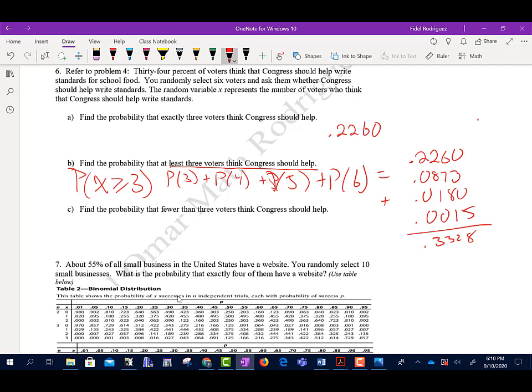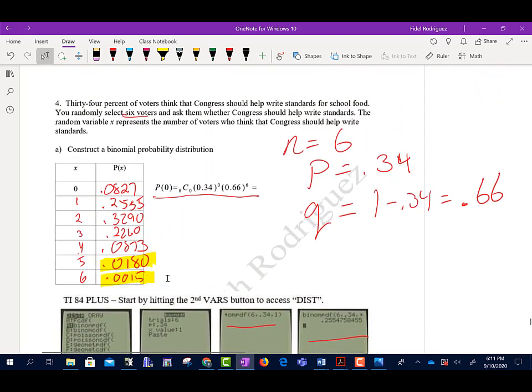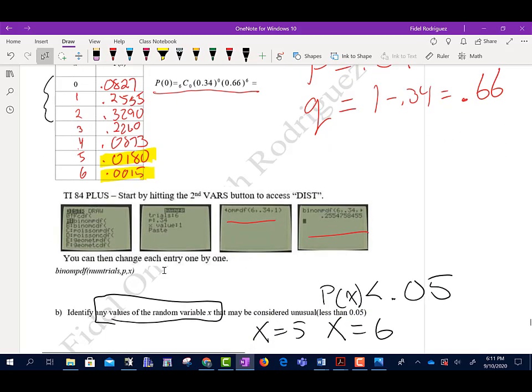0.3328. Okay. And then part C says find the probability that fewer than 3 should help. So fewer than 3, x is smaller than 3. If x is smaller than 3, that means that x will be smaller than or equal to 2. Okay? So what I'm going to do, guys, smaller than or equal to 2 would mean that now I would take these here. There's a couple of ways I could do it. One way is I could take these 3 numbers and add them together, right? But remember, if I were to take all these probabilities and add them all up, I should be getting the number 1, right? Well, if I already know what this number is, and I want to find this one, in addition to adding those 3 numbers, another way I could do it is I could say, well, what's 1 minus whatever that sum was right there? And we just found that sum.